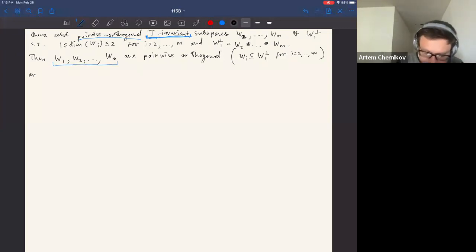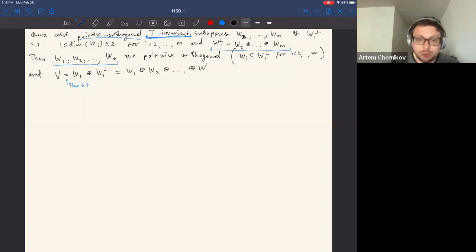And finally, we also know that we can write the whole space V as the direct sum W1 plus W1 perp. This is just a general result about orthogonal complements, theorem 6.7. But now we know that W1 perp is the direct sum of W2 through Wm. So what we get is that V is W1 direct sum W2, etc., Wm. And this shows that we have proved the theorem for dimension of V equal to n. So we proved the inductive step, and hence we proved that the result holds in all dimensions.